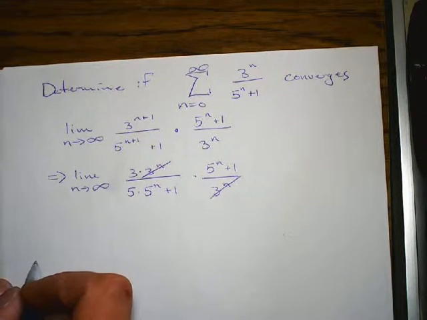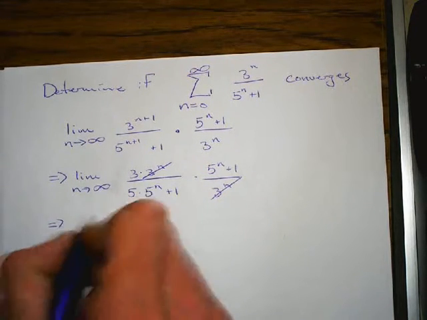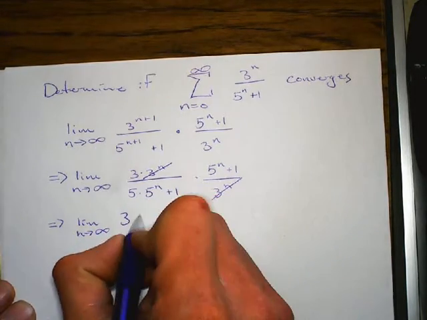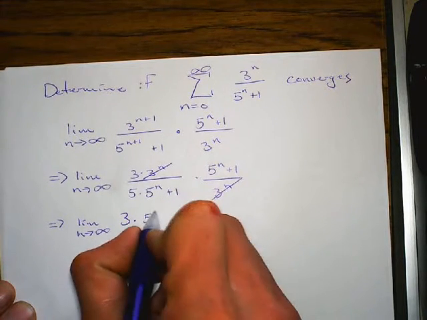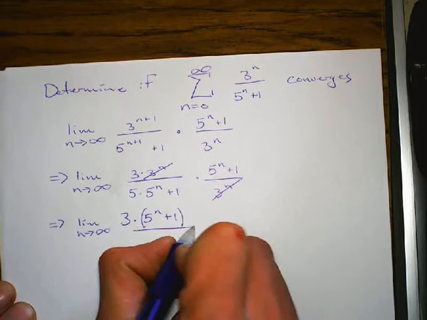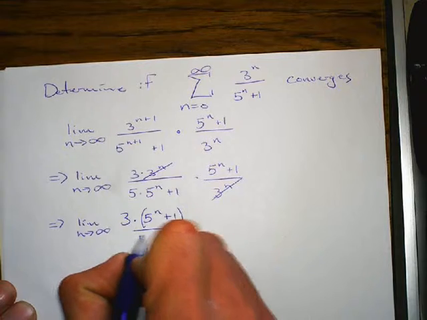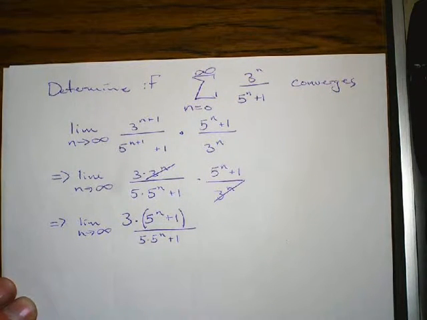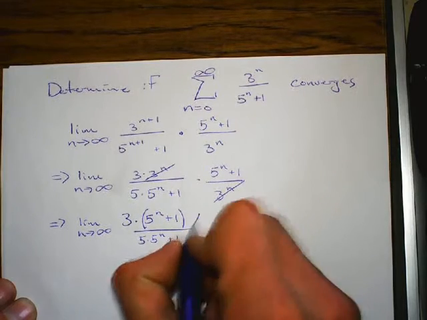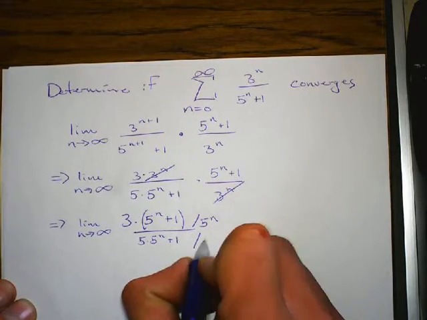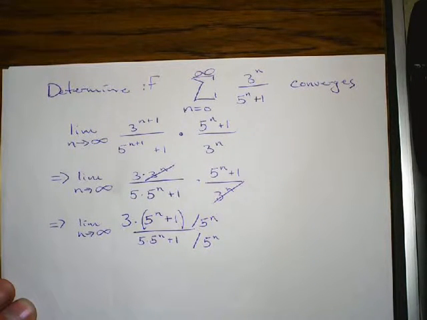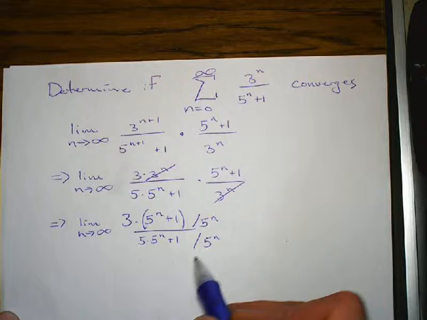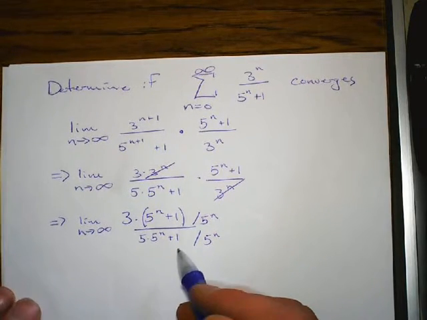What we're going to do is rewrite this now as the limit as n goes to infinity of 3 times the quantity 5 to the n plus 1 over 5 times 5 to the n plus 1. Now what I'm going to do is a slick trick. We'll go ahead and divide everything, both the numerator and denominator, by 5 to the n. And this trick can be applied when we cannot cancel through a sum or a difference.